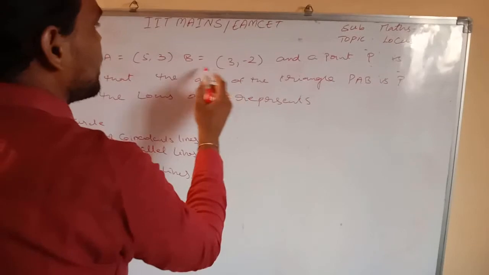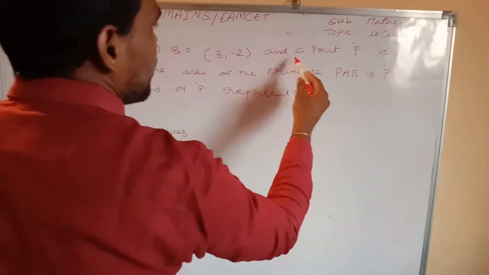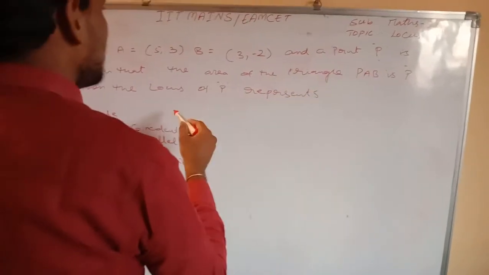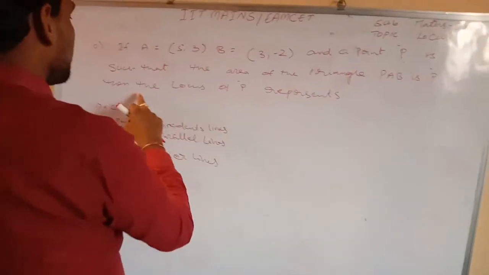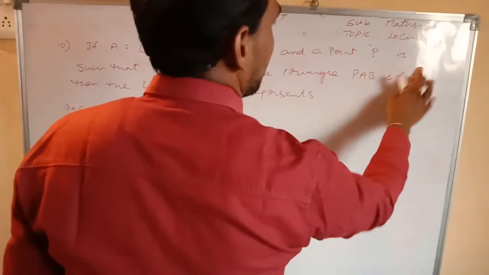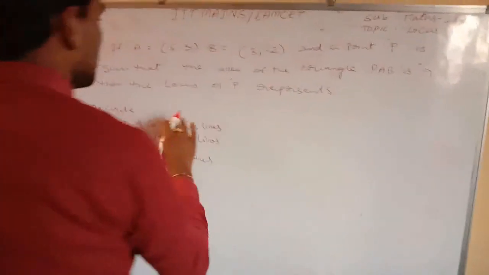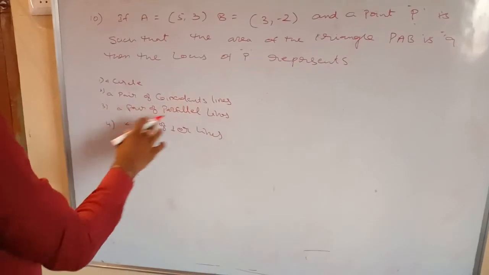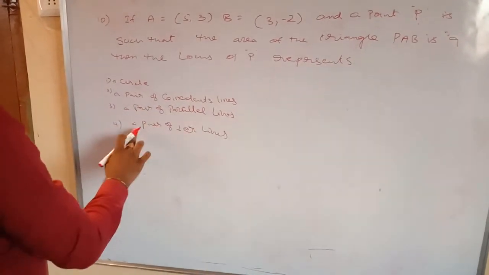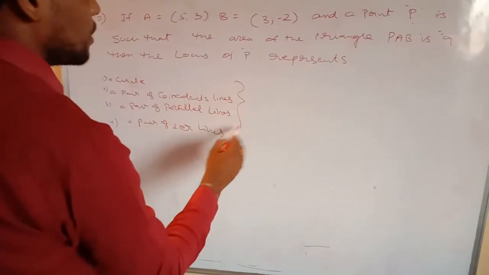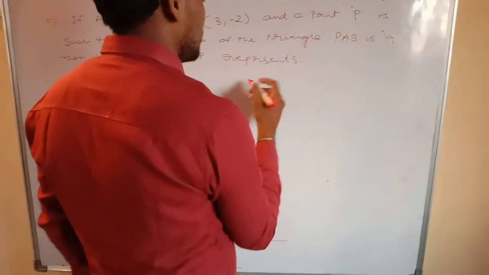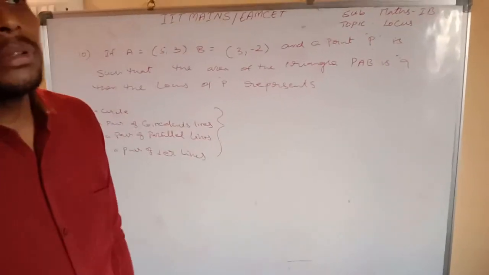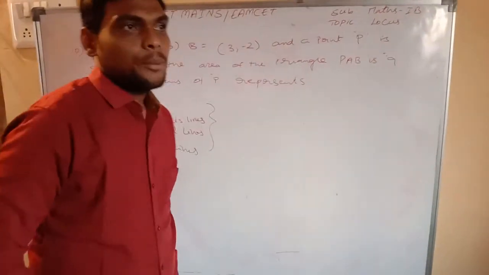A is equal to (5, 3), B is equal to (3, -2), and a point P is such that the area of the triangle PAB is 9. Then the locus of P represents which one: a circle, a pair of coincident lines, a pair of parallel lines, or a pair of perpendicular lines. I already told you, we discussed the property.